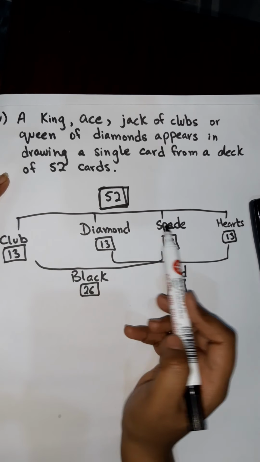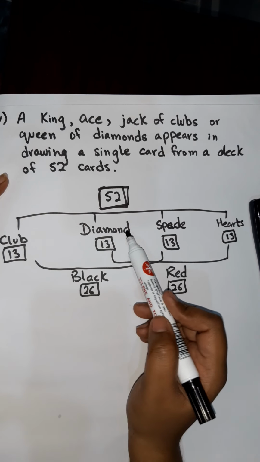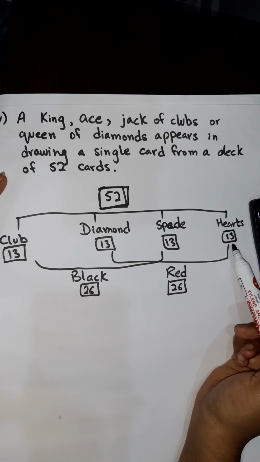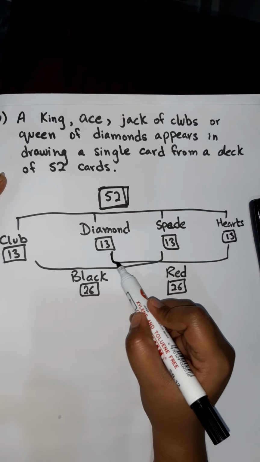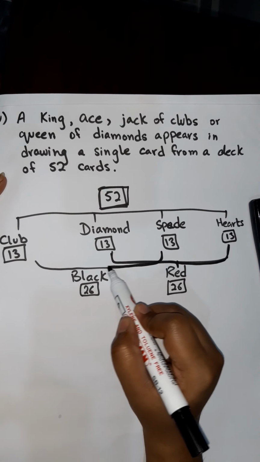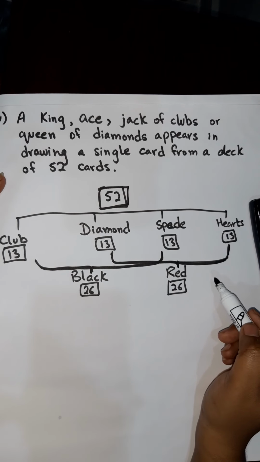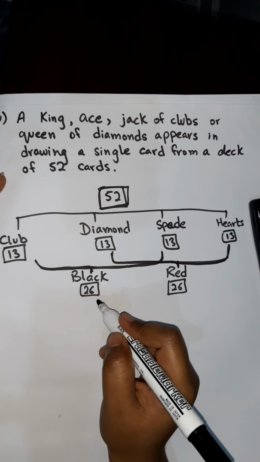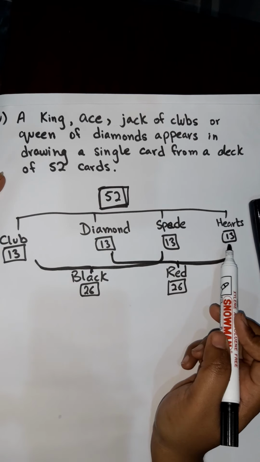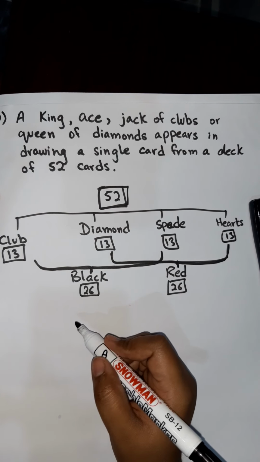Then we have 4 sets in the cards. One is called club, which has 13 cards. Diamond also has 13 cards. Spade also has 13 cards, and hearts also has 13 cards. Furthermore, diamond and hearts are of red color, and spade and clubs are of black color. So there are 26 cards of black color, 26 cards of red color, and 13 cards of different sets or groups which are present in these cards.